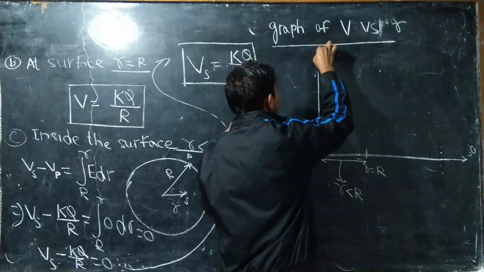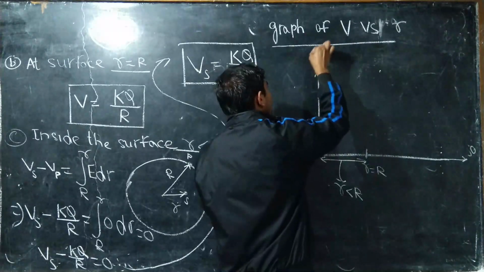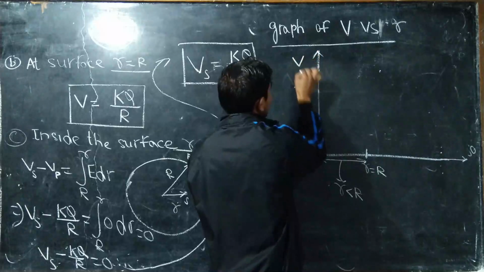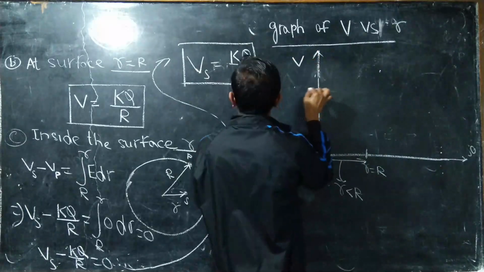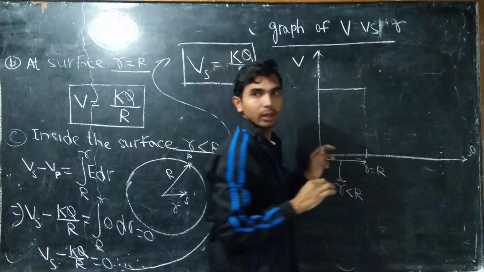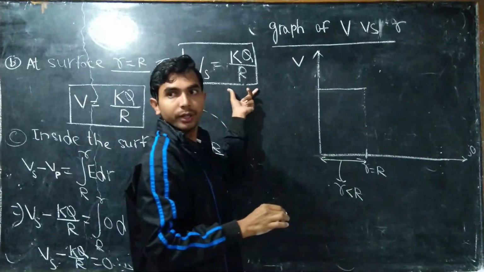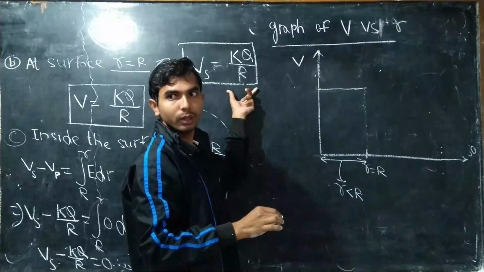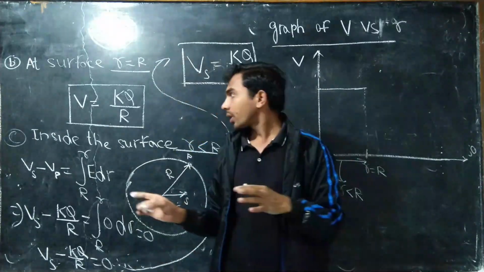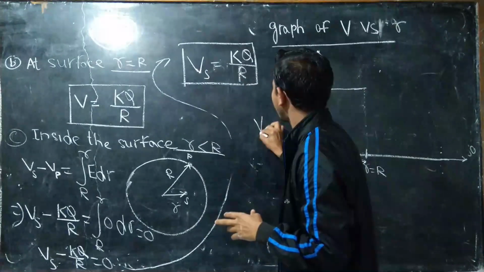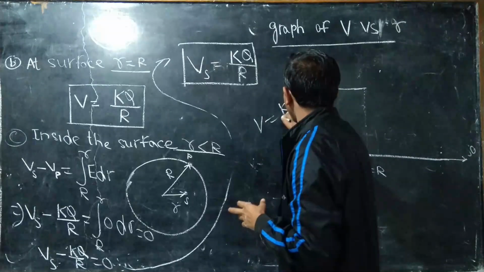On this axis I am taking potential, so V is taken on this axis. Suppose this is this point. Now from here to here potential is constant, and that value is Kq by r, right? You are able to see it. And after that the formula was this one: V is equal to Kq by r.